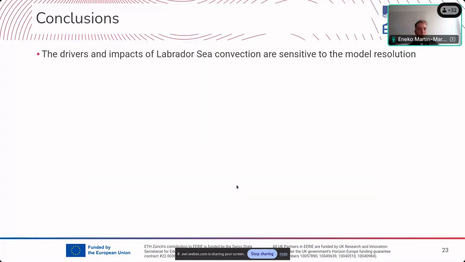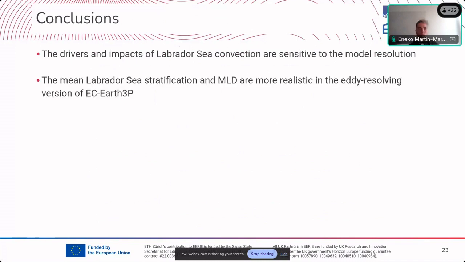So what are the conclusions from this? It is that the drivers and impacts of the Labrador Sea convection are sensitive to the model resolution. So we have different results across each resolution. Then the mean Labrador Sea stratification and mixed layer depth are more realistic in the eddy-resolving version of ECR3P. So this is the ECR3P VHR.